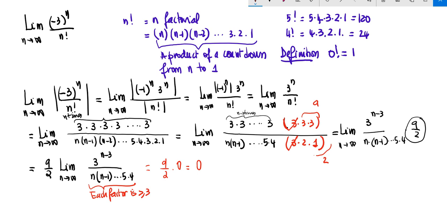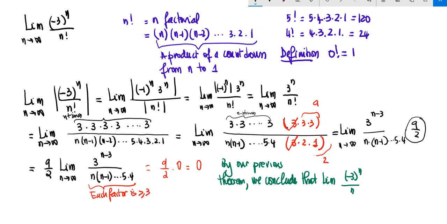So then by our previous theorem, we conclude that the limit of negative 3 power n over n factorial as n is approaching infinity is going to be 0 because its absolute value goes to 0.